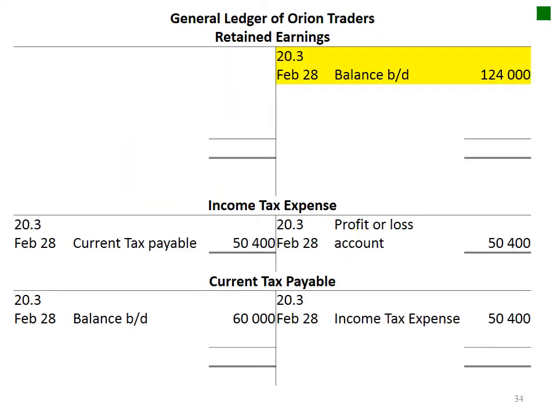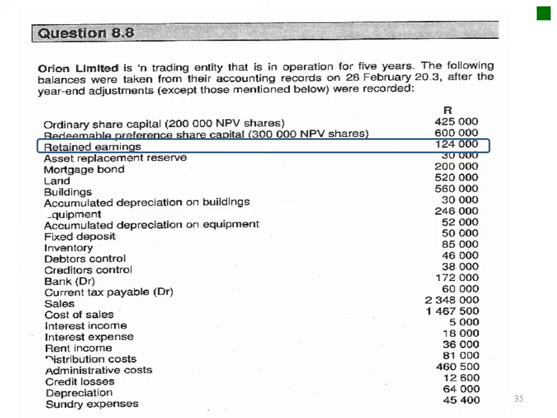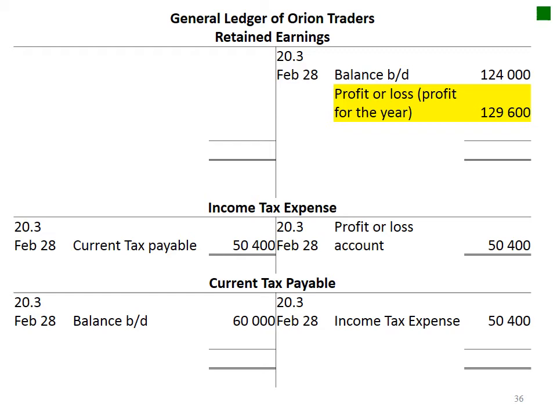So we are now going to look at the retained earnings account. It has an opening balance of 124,000. That opening balance comes from the trial balance here. That's the accumulated retained earnings up until the beginning of the year. We're going to add to that the profit or loss, which we've transferred from the profit or loss account. This is the profit for the year after tax. We debited the profit or loss account and we credited retained earnings.